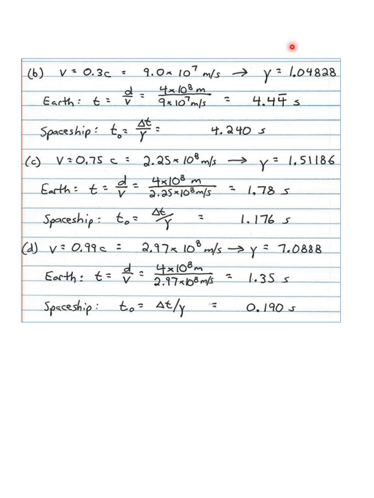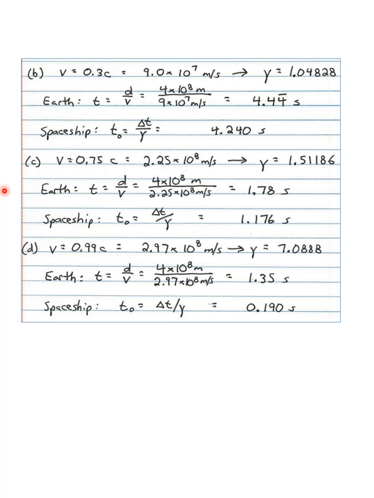And so at 0.3 times the speed of light, we get that that's 9 times 10 to the 7th meters per second, with a gamma correction factor of 1.04828. And from Earth's point of view, the time is the distance divided by that new velocity, 4.44 repeating seconds. For the spaceship, we're going to take that time, the Earth time, and use the gamma correction factor. So the proper time is the Earth time divided by gamma, 4.240 seconds.